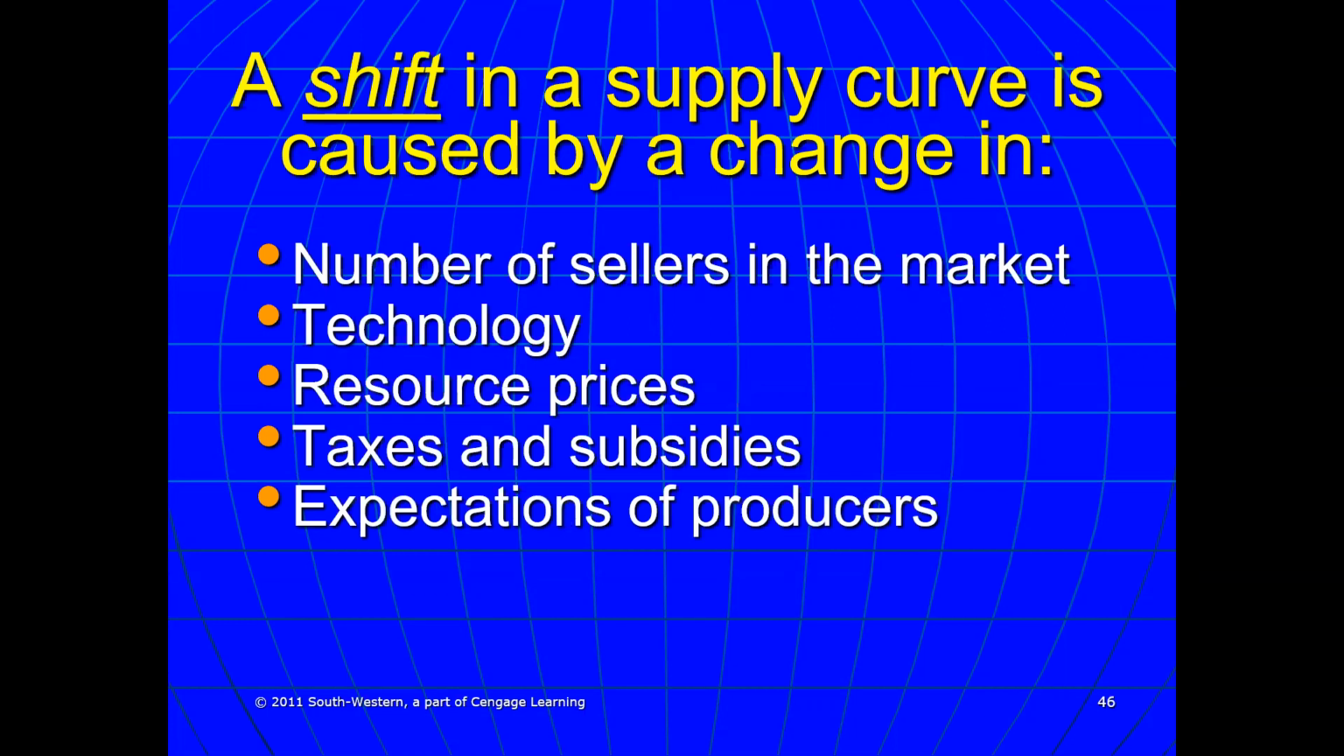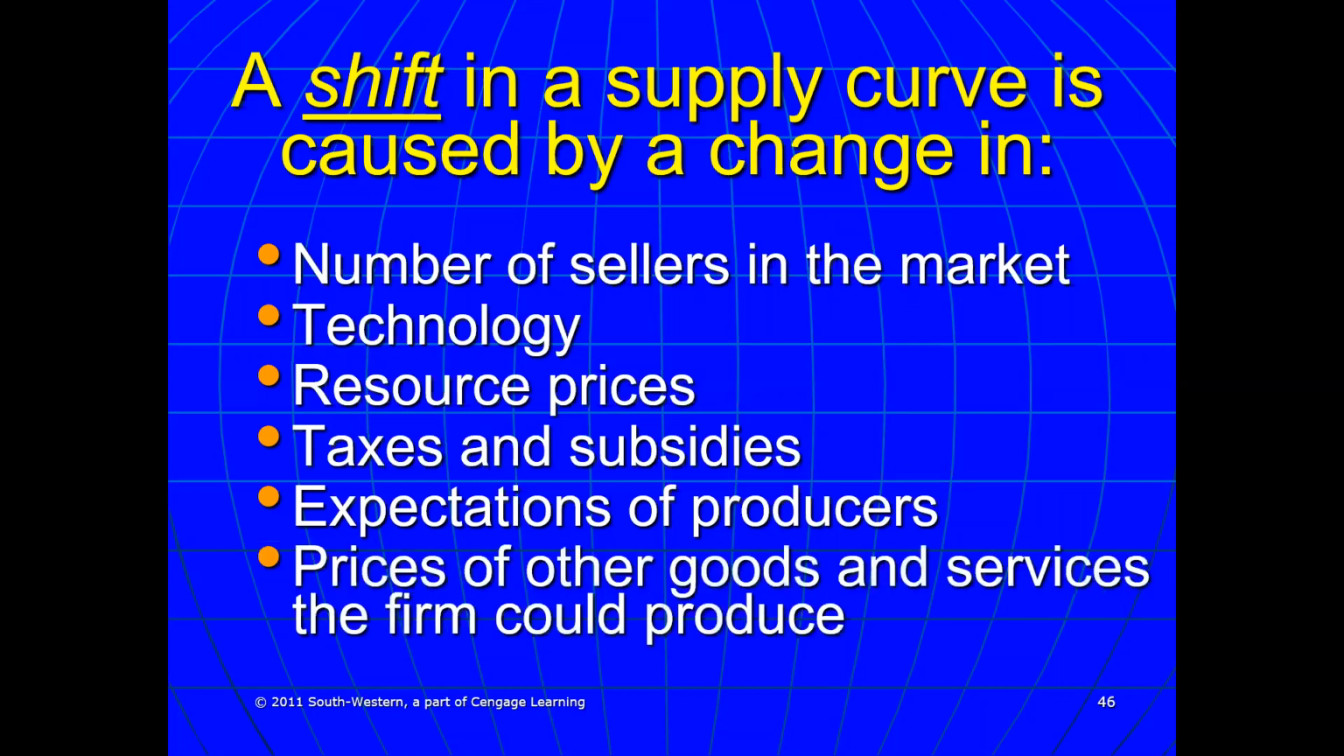Also, expectations of producers. If you and I produce school supplies at our company, we're going to expect higher sales and therefore ramp up supply right before August. We're going to have those expectations, just like consumers do, and then also prices of other products that the firm could produce. All of these things are examples of when we violate ceteris paribus, and these are things that can shift supply, not cause a movement from dot to dot.